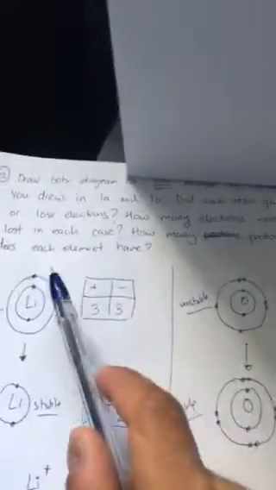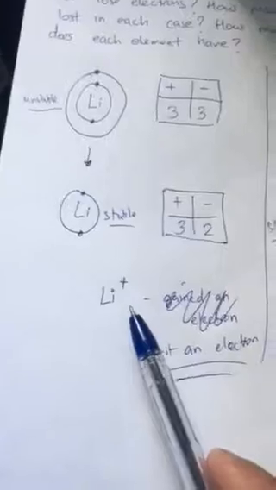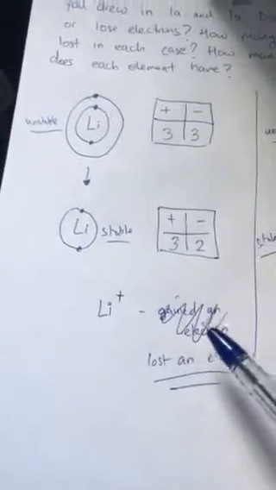Now what else is it asking you? How many electrons were gained or lost in each case? So again, we figured that out. Lithium lost an electron, 1 electron. Oxygen gained 2 electrons. And that's it. Okay, so that's how you do the counting.